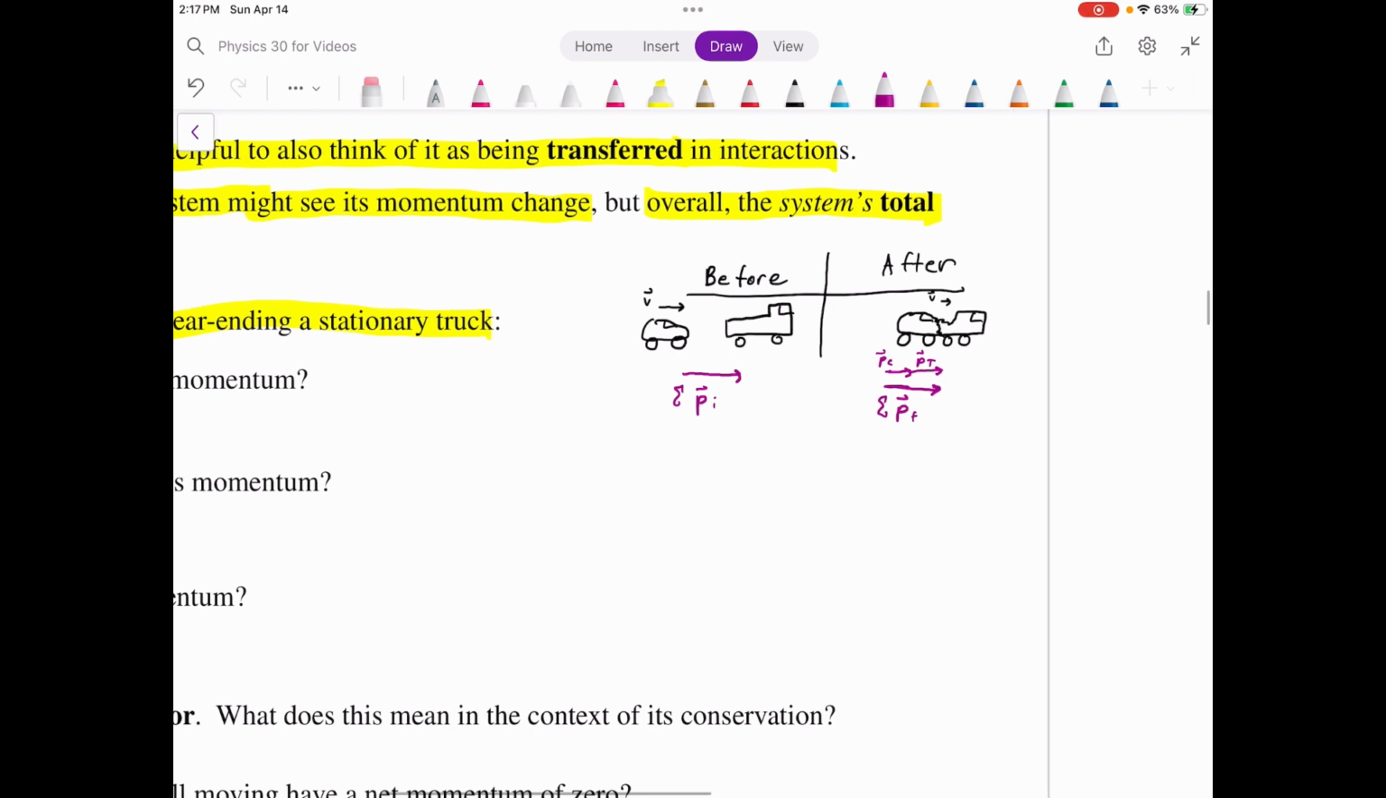So see what I mean about transferring? It's kind of like the car has transferred some of its eastward momentum to the truck. The car lost some eastward momentum, but total momentum was still conserved because the truck gained some eastward momentum that it did not have before.